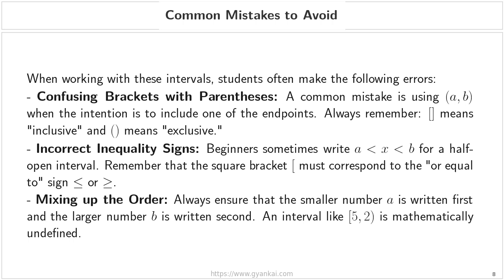Finally, never mix up the order of your numbers. In any interval, you must always write the smaller number, a, first, followed by the larger number, b. Writing something like 5 square bracket 2 parenthesis is mathematically undefined and simply doesn't make sense in the context of a number line. Keep these tips in mind, and you'll find that mastering these intervals becomes much more straightforward. Let's move on to our final summary of the key takeaways.